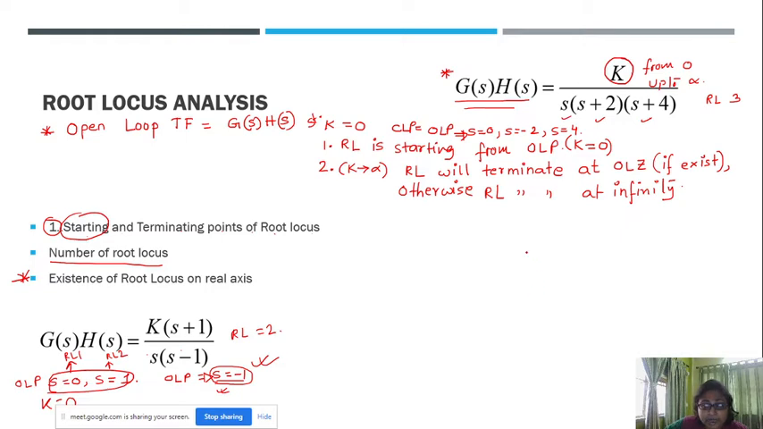So this is my S-plane. In the S-plane, S is a complex quantity. S has a real part and an imaginary part. So suppose this is the real axis, and this is the imaginary axis.